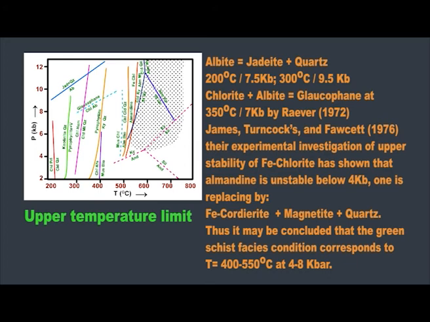James et al. in 1976, in their experimental investigation of the upper stability of Fe chlorite, have shown that almandine is unstable below 4 kilobar. It is replaced by Fe cordierite plus magnetite plus quartz. Thus, it may be concluded that greenschist phases conditions correspond to temperature 400 to 500/550 at 4 to 8 kilobar.